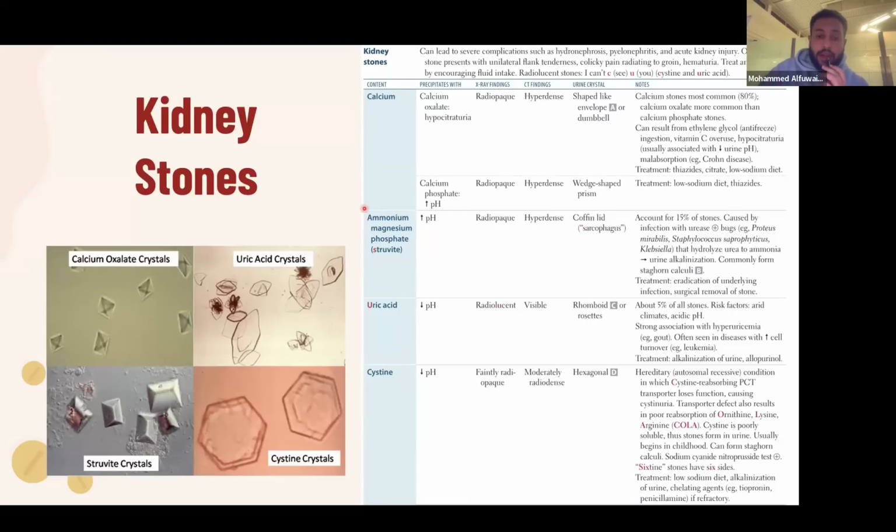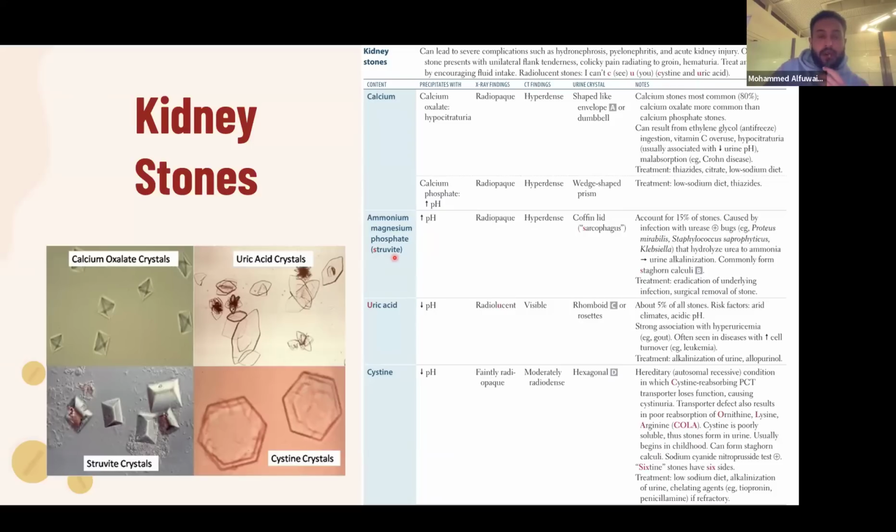So that's that. Now, this type of stone, which is struvite stone, has a characteristic structure to it: it looks like horns, okay? And it fills up the entire kidney. It's very huge. What organism causes struvite stone?